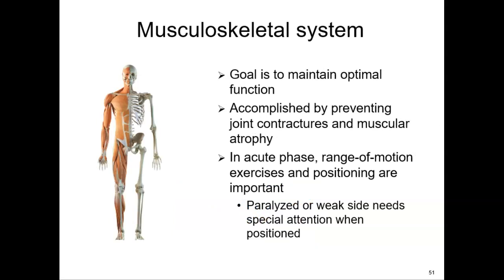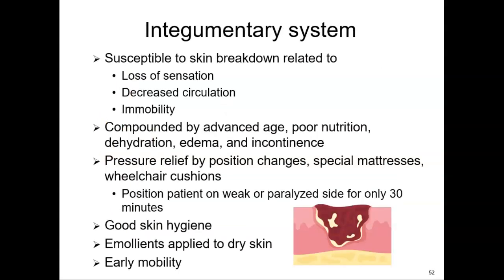Musculoskeletal system wise, we want to maintain optimal function and prevent atrophy. So you need to have physical and occupational therapy involved from the get-go. Skin, the person is at high risk for skin breakdown because of their sensation issues, immobility, circulation issues. So we want to make sure we are providing pressure relief, good hygiene, emollients to the skin, and getting them up and moving.